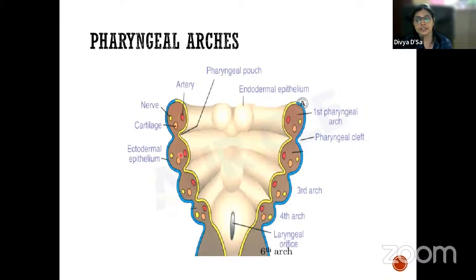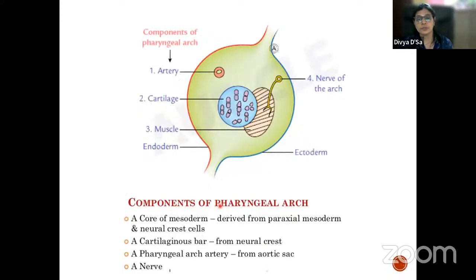Next, coming to the pharyngeal arches. Pharyngeal arches basically is the center portion here. So the components of a pharyngeal arch: it has a core of mesoderm, which is derived from the paraxial mesoderm. So paraxial mesoderm, you know where it is now, right? As well as the neural crest cells. Neural crest cells will be on either side of the neural tube, right? In relation to the paraxial mesoderm. And then we have the cartilaginous bar, which is derived from the neural crest. Then there is a pharyngeal arch artery, which is derived from the aortic sac, and a nerve supplying the arch. So we have these.